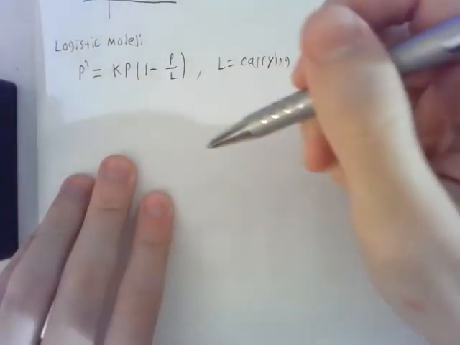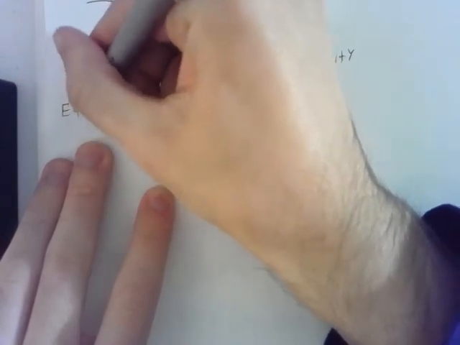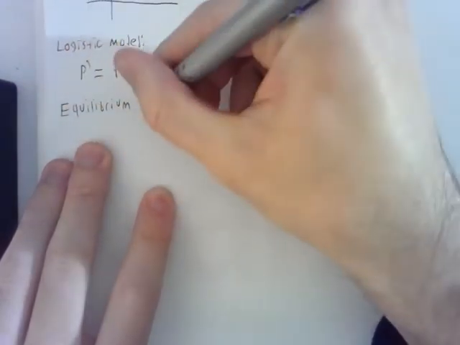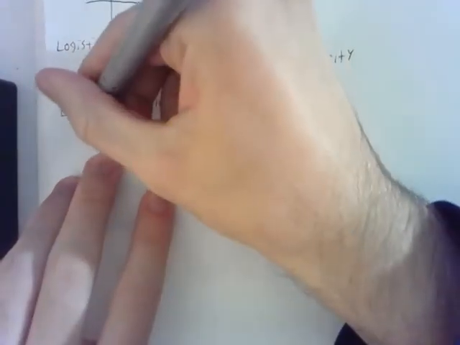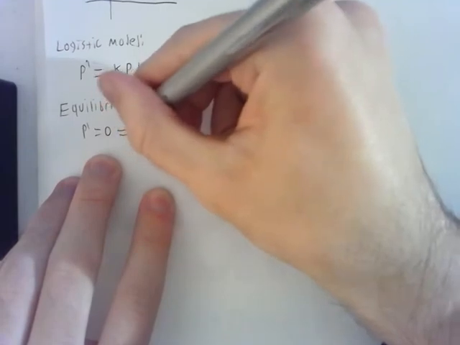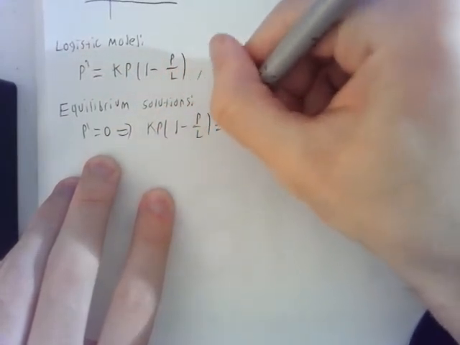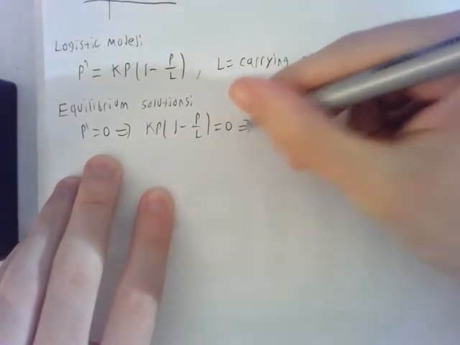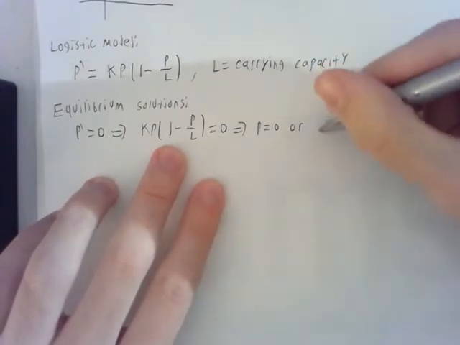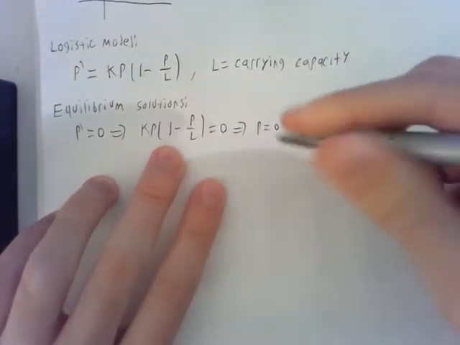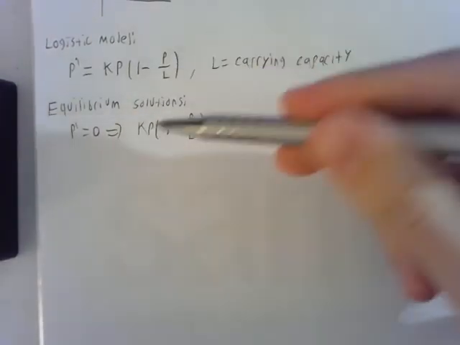The first thing we need to do is find the equilibrium solutions to this equation. Remember, an equilibrium solution occurs when P prime is equal to 0. That means this product, kP times 1 minus P over L, is equal to 0. That gives us two choices: either P is equal to 0 or P is equal to L. I'm assuming, of course, that this constant k is not equal to 0, because then it would just be a trivial problem.